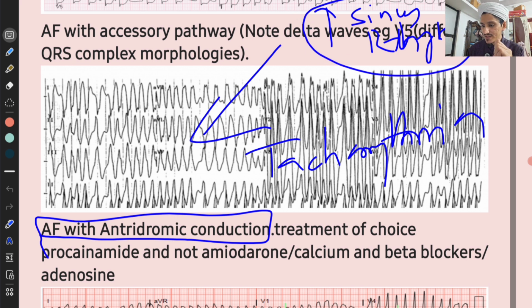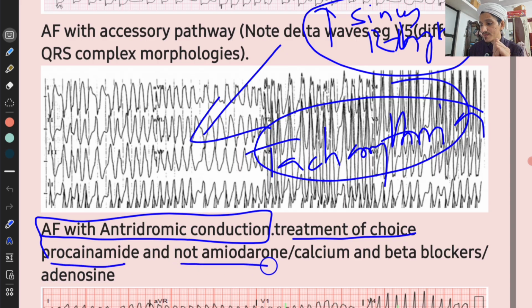And this is AF with antidromic conduction. So the treatment of choice is procainamide and not amiodarone, calcium channel blockers or beta blockers. They will worsen this. The patient will collapse if you give these things. Procainamide is the drug of choice for AF with antidromic conduction.